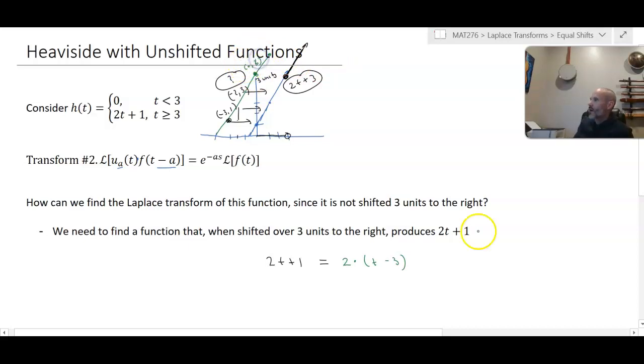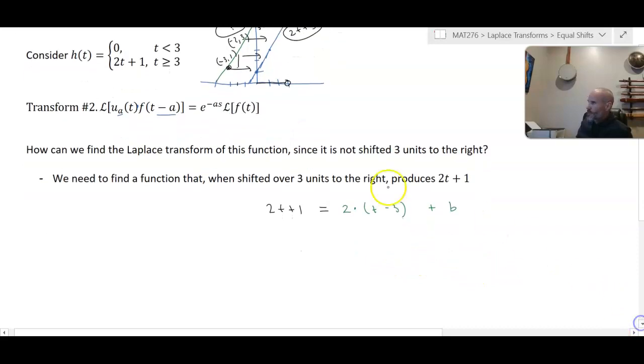We'll say that's 0, b. So we'll still say plus b on there, and then we'll just do a hunt for what that value of b is, plug it back in, and then 2 times quantity t minus 3 plus something will represent a shift of this green line 3 units to the right. Okay, so to do this, we just need to figure out what makes the two sides equal. So if I distribute over here, I'll get 2t minus 6 plus b. Now the 2t and the 2t are the same, so all is good there.